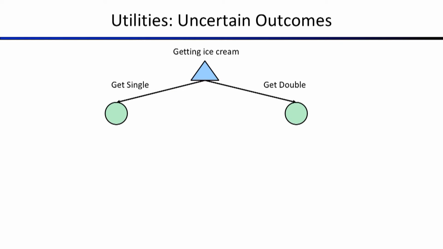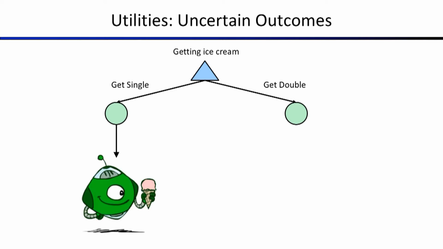So let's look at an example. Let's say you want to get ice cream, and you could choose between getting a single scoop or a double scoop of ice cream. Let's say I'm treating you. You're coming to the ice cream store with me, and I tell you can get 1 scoop or 2 scoops. I'll pay for it. Okay, this robot went with me, got a scoop of ice cream, looks pretty happy.